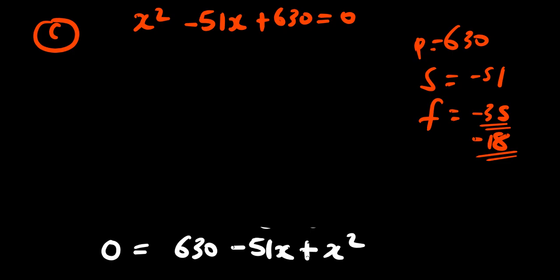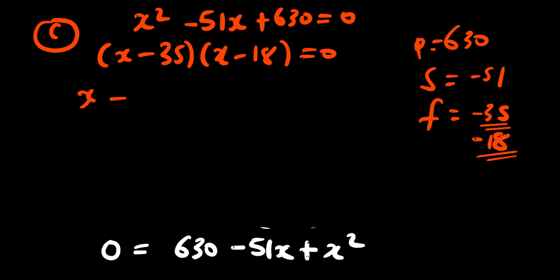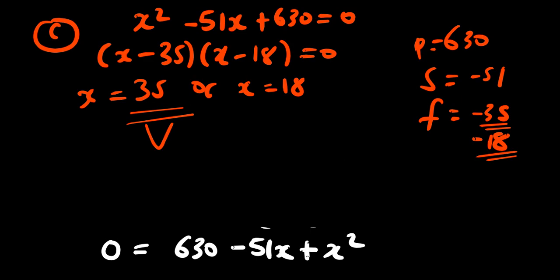Okay, so our solutions therefore will be x minus 35, x minus 18. This whole expression equals 0. So therefore x will be equal to 35 or x will be equal to 18. Then you check your solutions. Because these are big numbers, when you check your solutions, you find that only x equals 35 will be your valid solution.